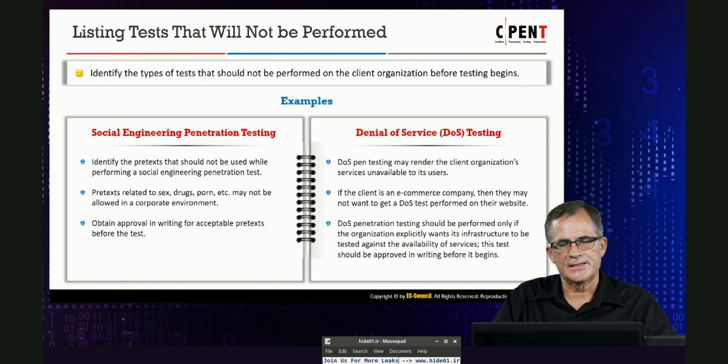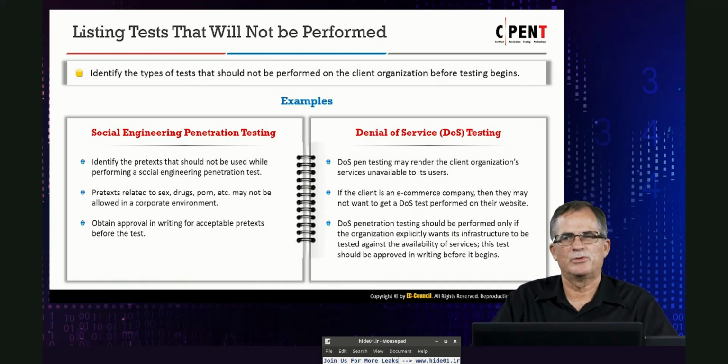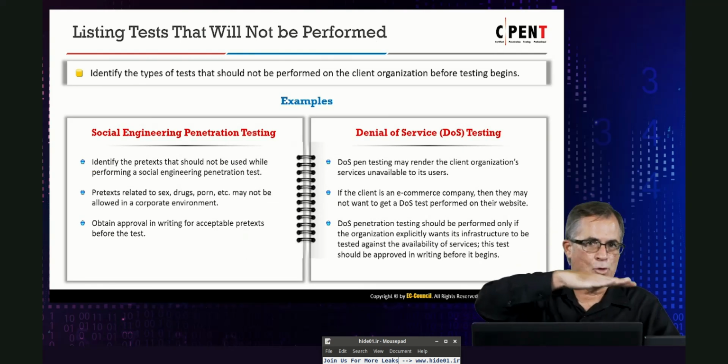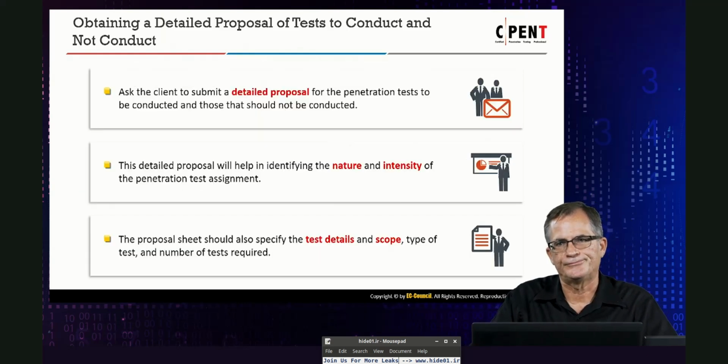All right, listing tests that are not going to be performed. Maybe you won't do social engineering. Maybe you hardly ever do denial of service. Make sure that you explain so everybody understands this is what we're going to test and this is what we're not going to test. You want to make a clear delineation between the two.